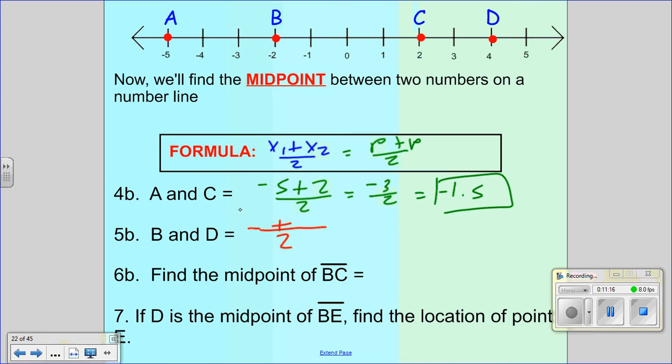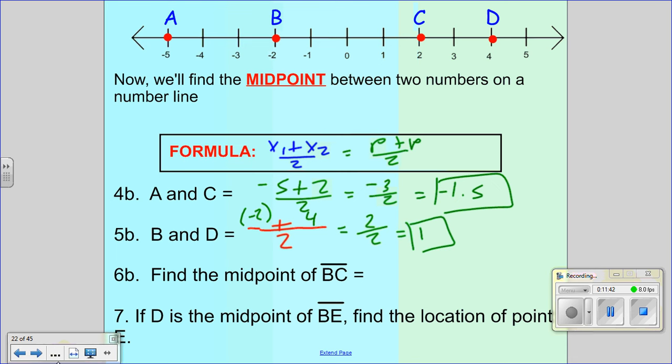So we're looking at B and D. B is at -2. Go ahead and put it in parentheses. And D is at 4. So again, you must take care of the top part first. -2 plus 4, which would give us a +2. Then you got to bring your division bar and your 2. And then 2 divided by 2 is equal to 1.